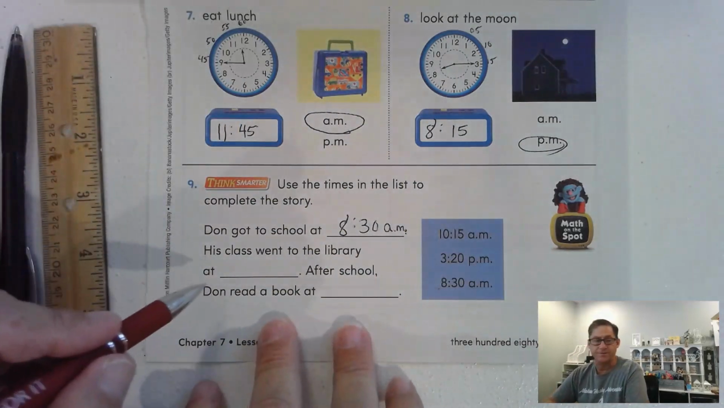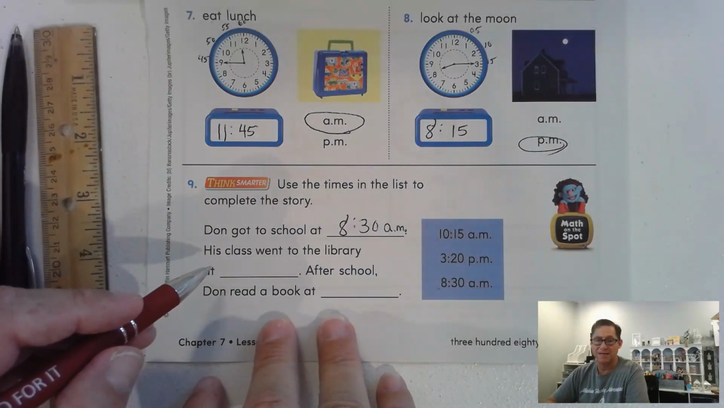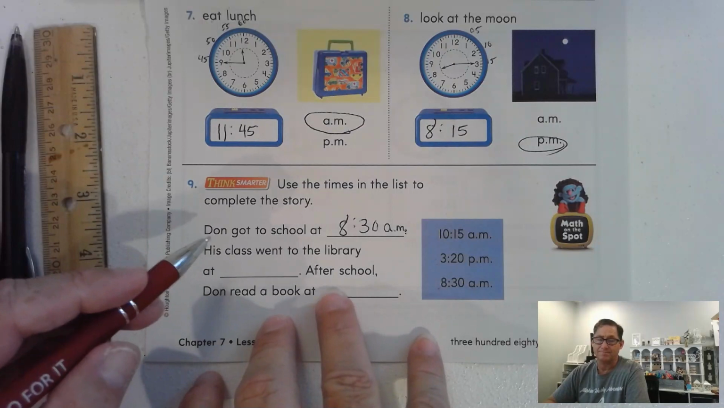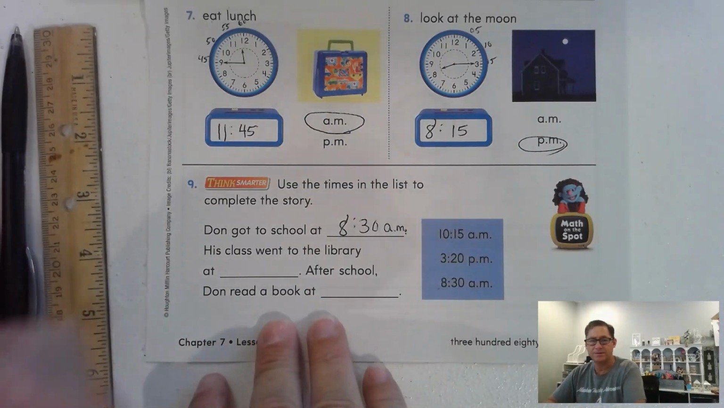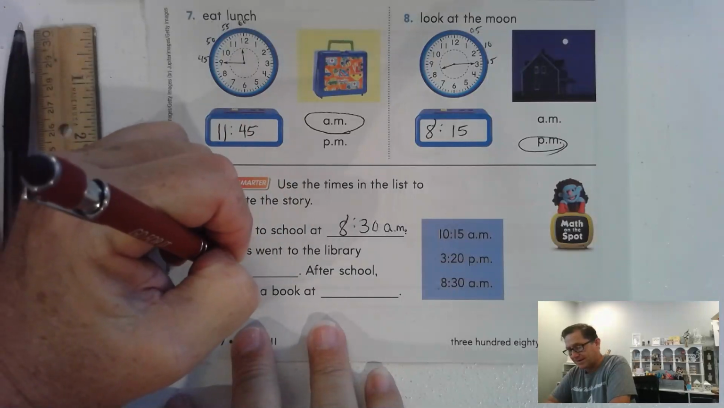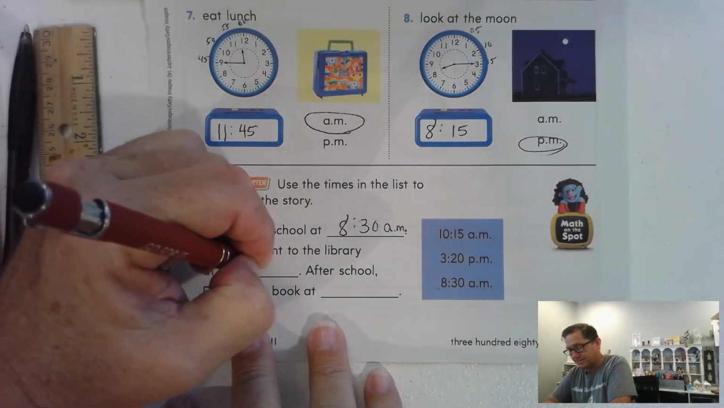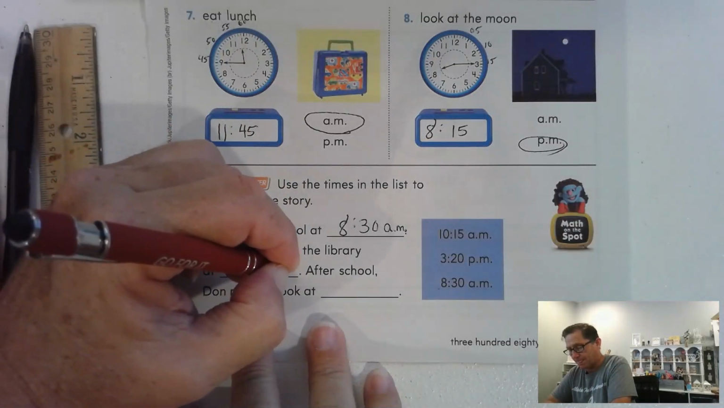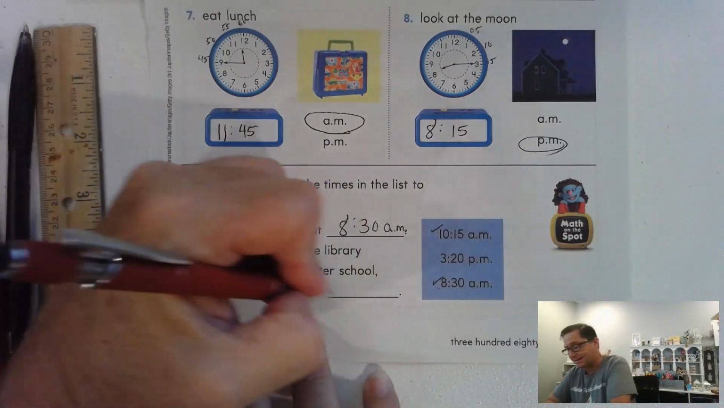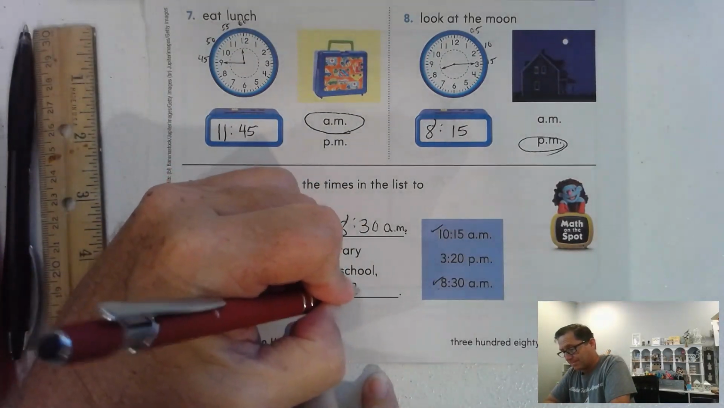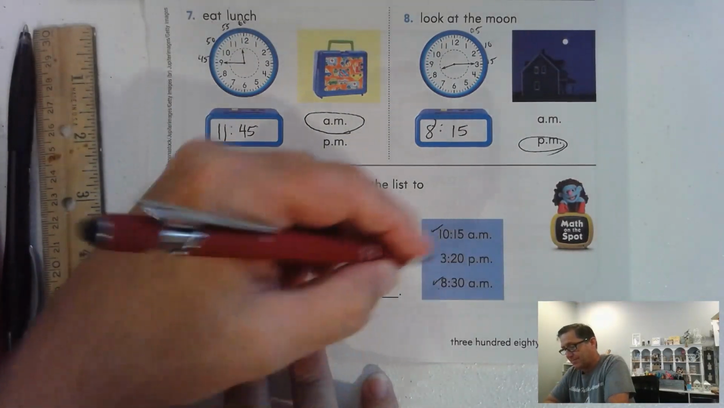His class went to the library at blank. Well, again, 3:20 is too late in the day to be his class going to the library. So 10:15 a.m. So after school, Don read a book at 3:20 p.m.